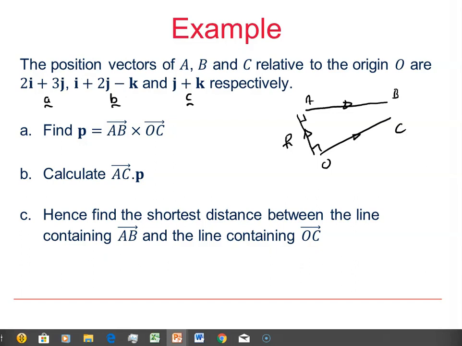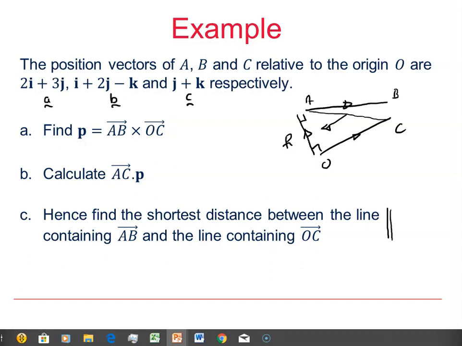We're then going to calculate AC dot p. Now AC is just a line which joins the two lines in question, and so that dot product is going to give us the projection of AC onto the p. The question then says find the shortest distance between the line containing AB and OC. So all we need to do now is to realize that we haven't used a unit vector, we've used p, so we need to divide by the length of p to give us the required distance.